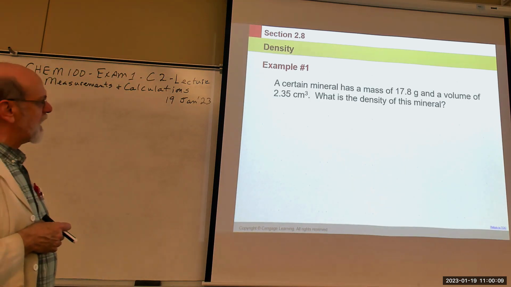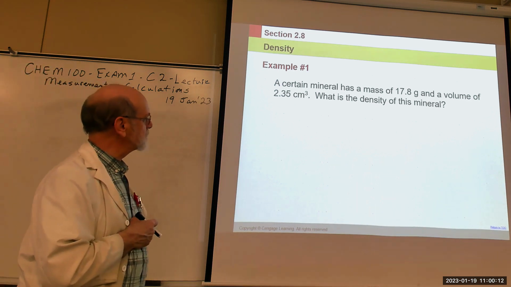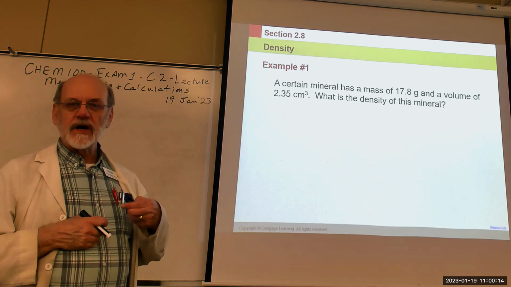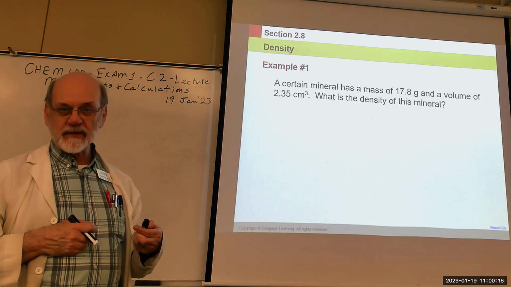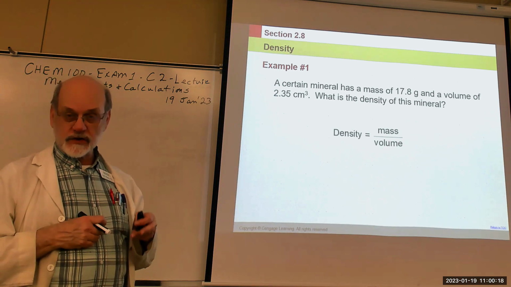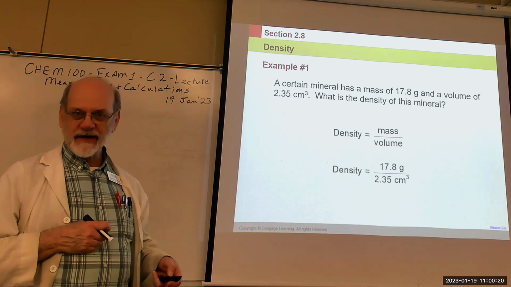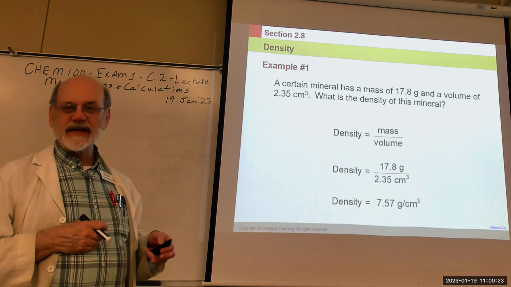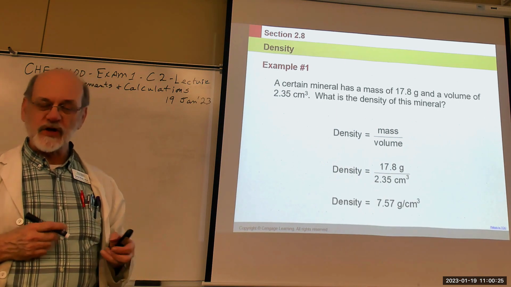So what's the density of this object? 17 grams of this mineral has a volume of 2.35 cubic centimeters. So all you have to do is use the formula, plug in the values, and determine the density as 7.57 grams per cubic centimeter.